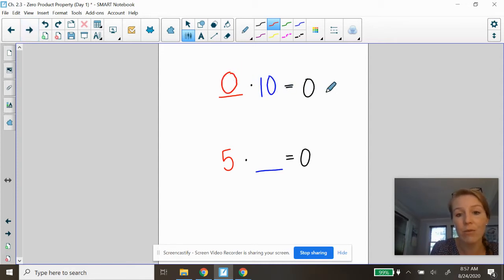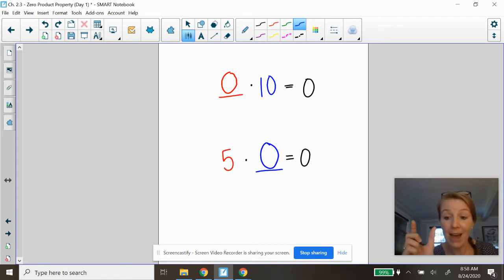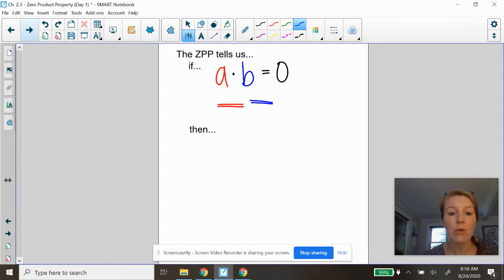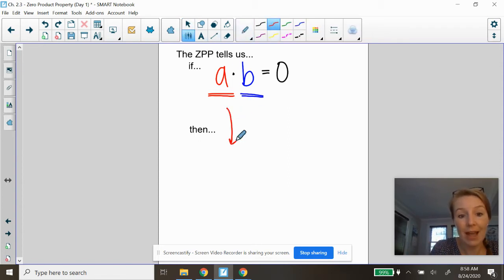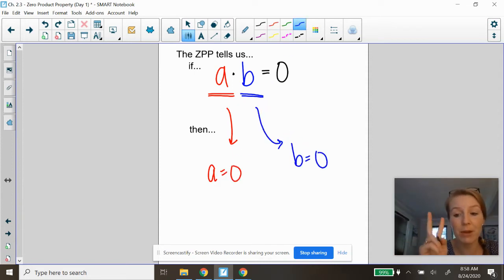0 times 10 will get me to 0. 5 times 0 will get me to 0. When I multiply to get to 0, one of the factors has to be 0. So what this means, if we think about it a little more algebraically, is that if I have a times b equals 0, that means that a has to equal 0 or b has to equal 0. The only way for me to multiply two numbers and get to 0 is for one of them to be 0.